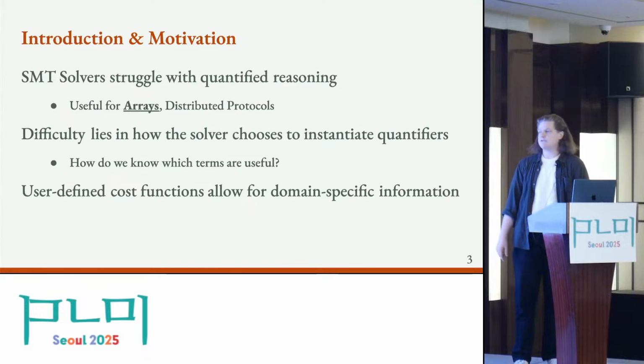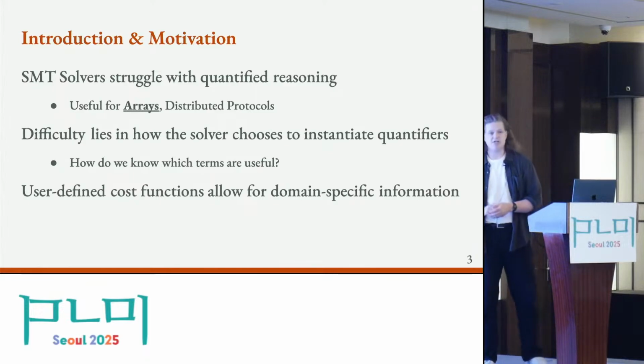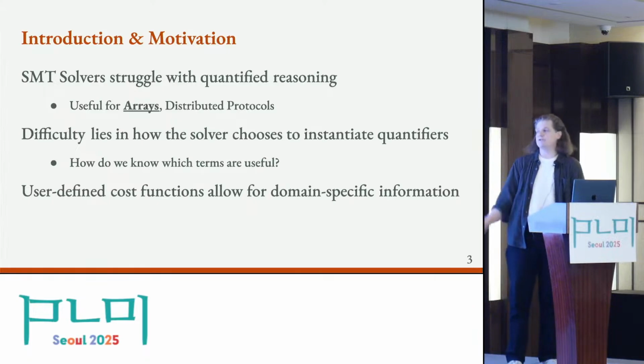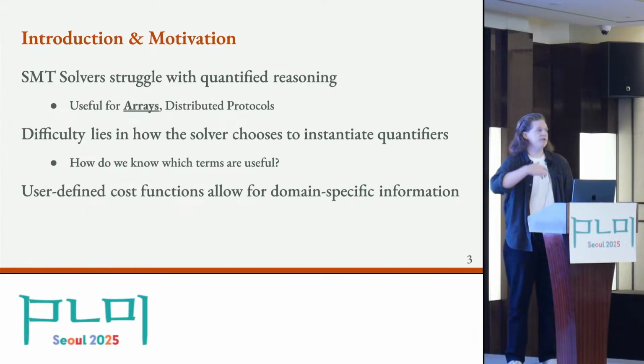The difficulty for SMT solvers lies in how they choose to instantiate quantifiers. So the big question is, how do we know which terms are useful? We're going to tackle this by using user-defined cost functions, or the cost functionality that EG extends, to supply domain-specific information to the instantiator.